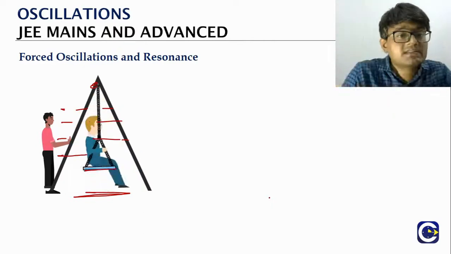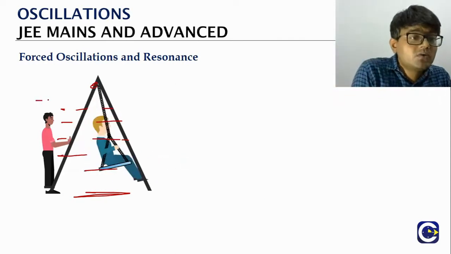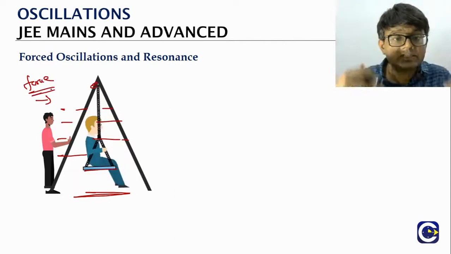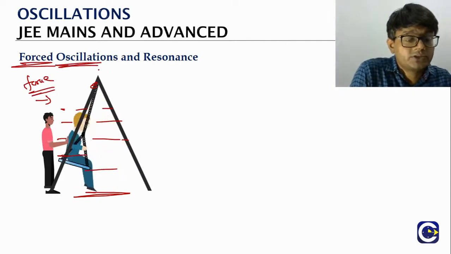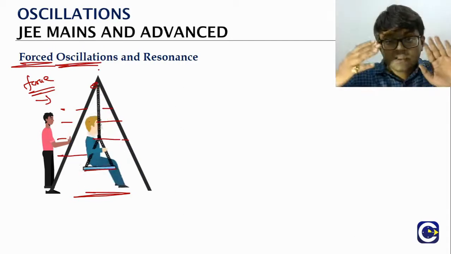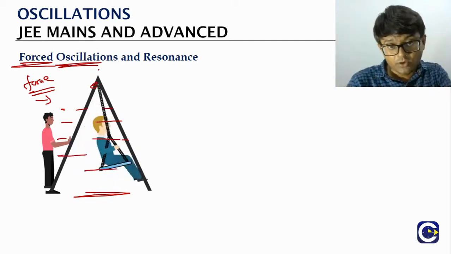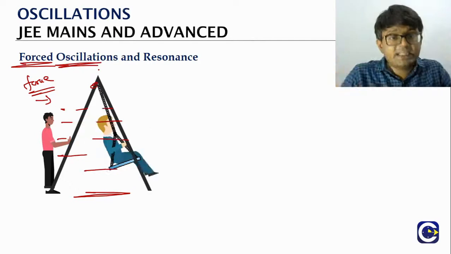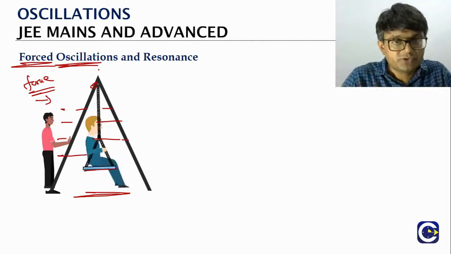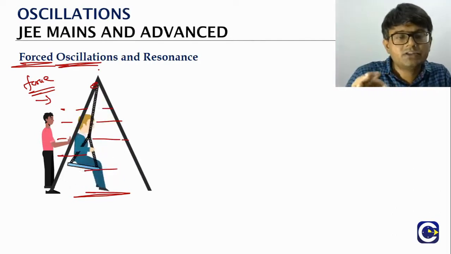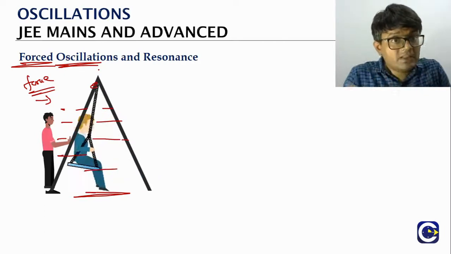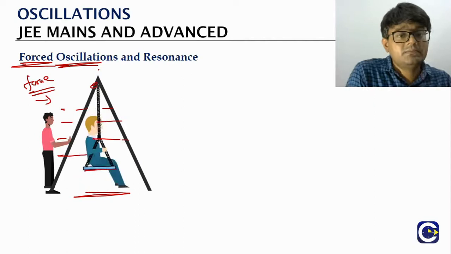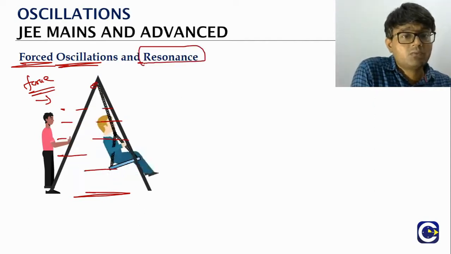So how do we sustain these oscillations then? We will have to keep applying a force. We sustain the oscillations by applying a force, and such oscillations are called forced oscillations. Because of damping, the free oscillations will die down, and to sustain these oscillations, we have to keep applying force. Such oscillations are called forced oscillations. When we have forced oscillations, under some specific condition, we will talk about this resonance idea.